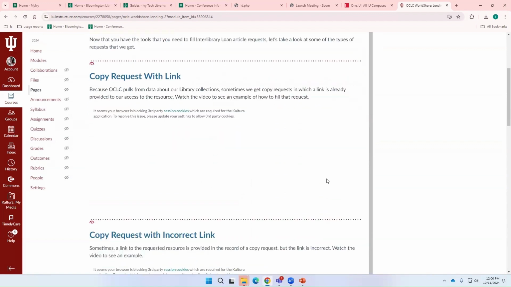And the same with lending. So I cover different types of requests that we get. They're primarily going to be focused on copy requests for lending, and how to build those various requests.